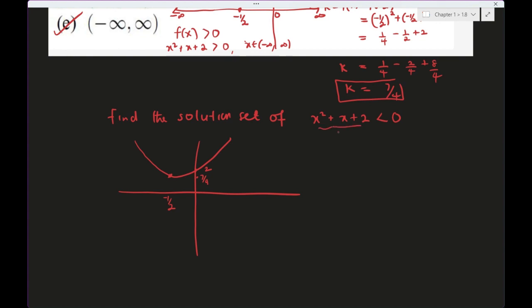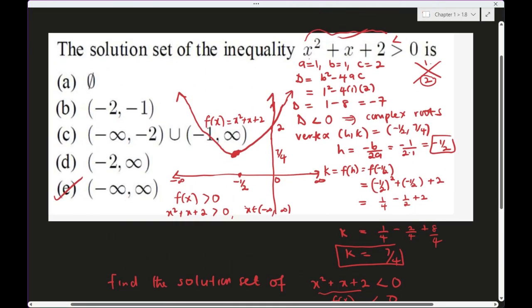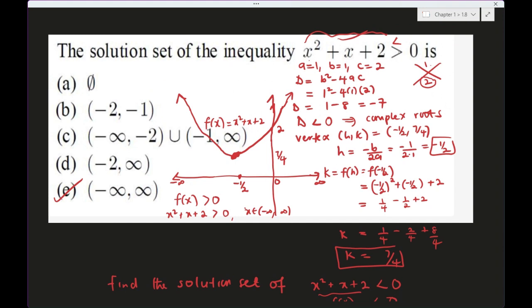Now, you're looking for the values of x such that f of x is less than 0. But f of x is never less than 0 because the graph is always positive. When you say less than 0, it means the graph is below the x-axis, and we don't have anything below the x-axis. So it is impossible. In that case, the solution set is empty. It means if this is changed from greater than 0 to less than 0, your answer should be A, which is empty.